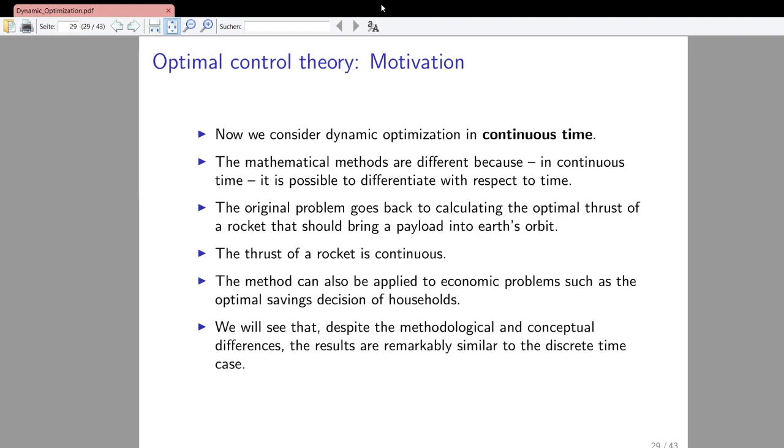Now we move on to the situation of continuous time, and solving optimization problems in continuous time can be done by optimal control theory that goes back to Pontryagin. And this is what we do next, so it's the most convenient way of solving dynamic optimization problems in continuous time. As we will see, the mathematical methods of this procedure are rather different to discrete time.